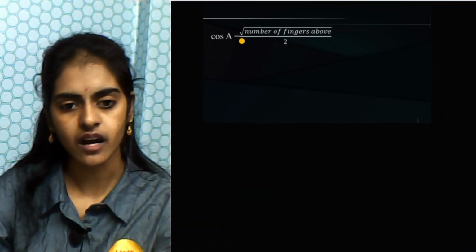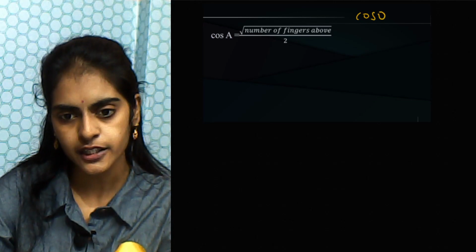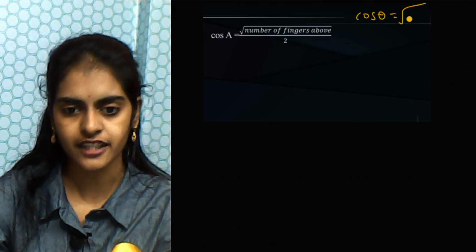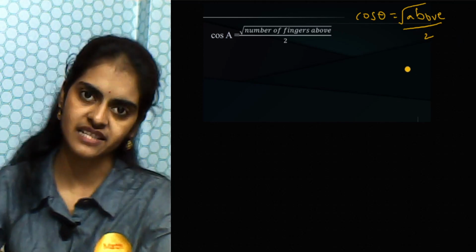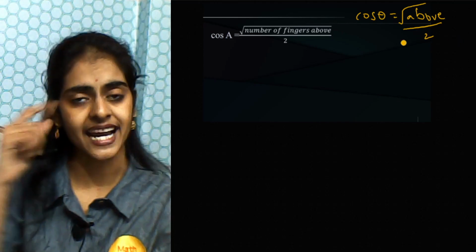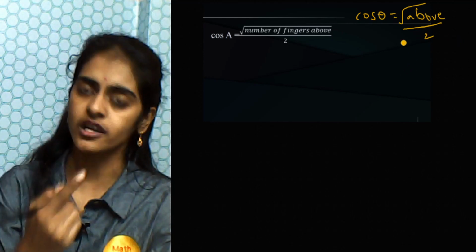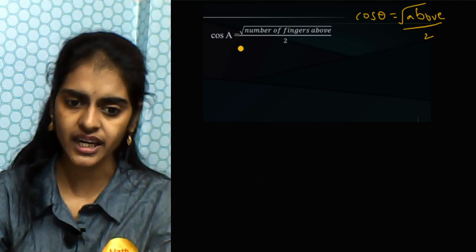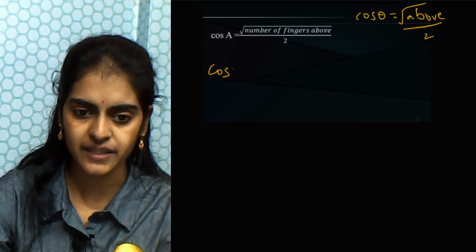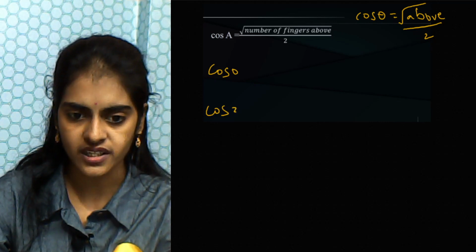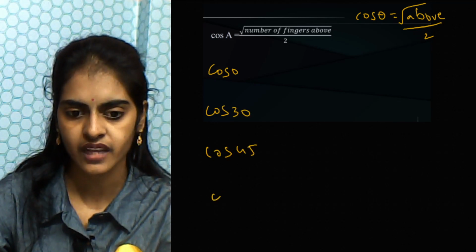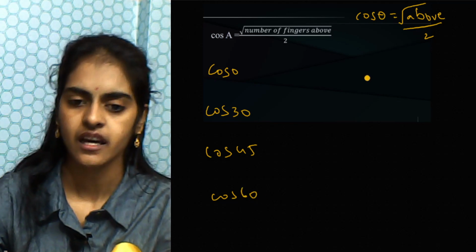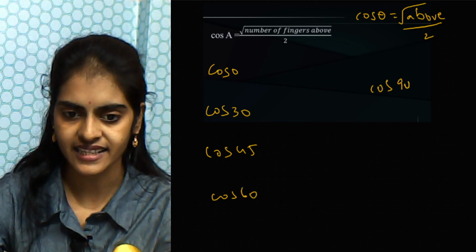For cos theta you will count the number of fingers above, under root, divided by 2. For sine you are counting the below fingers. For cos you will count the above fingers. Again the formula is same. Let me write cos 0, cos 30, cos 45, cos 60, cos 90.